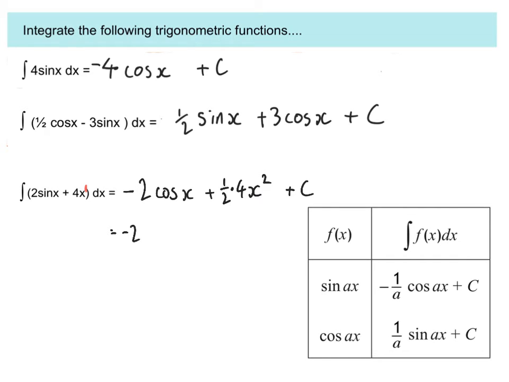The negative 2 cosine x, that's not going to change. A half of 4 is going to give me plus 2x squared. And plus c on the end there.